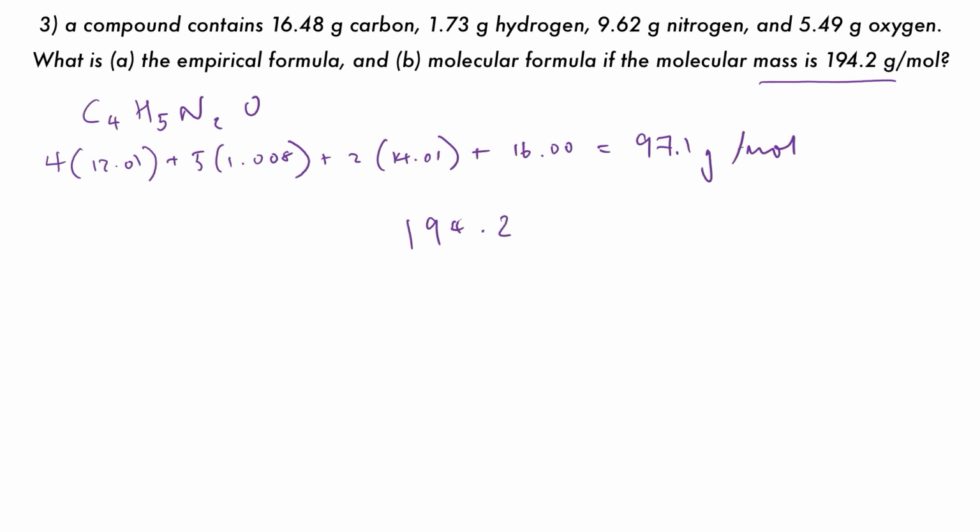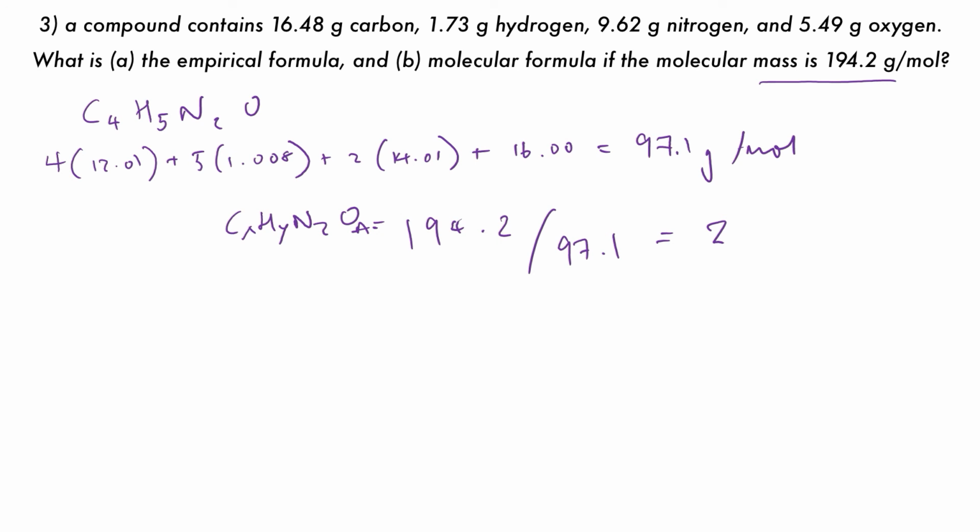Then, as before, we divide our molecular mass of 194.2 by 97.1, and we find that we have a quotient of 2. So we need to multiply our empirical formula by 2.